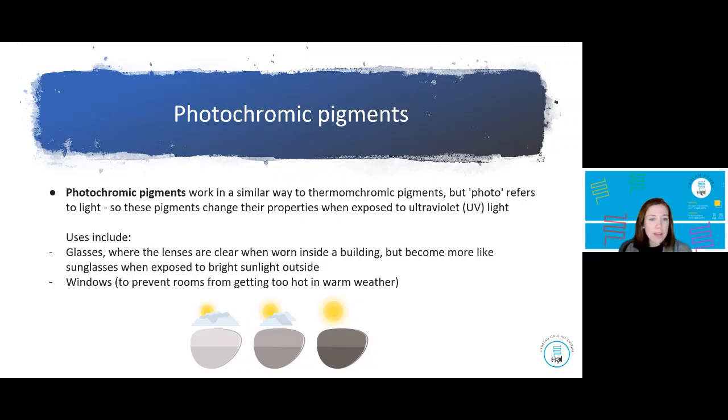Windows in a similar way, okay. Windows will darken if it's intense sunlight outside. That darkening of the windows will again protect you from UV light, or stop the room from getting too warm. Okay, so again, a very good use for photochromic pigments here in windows.